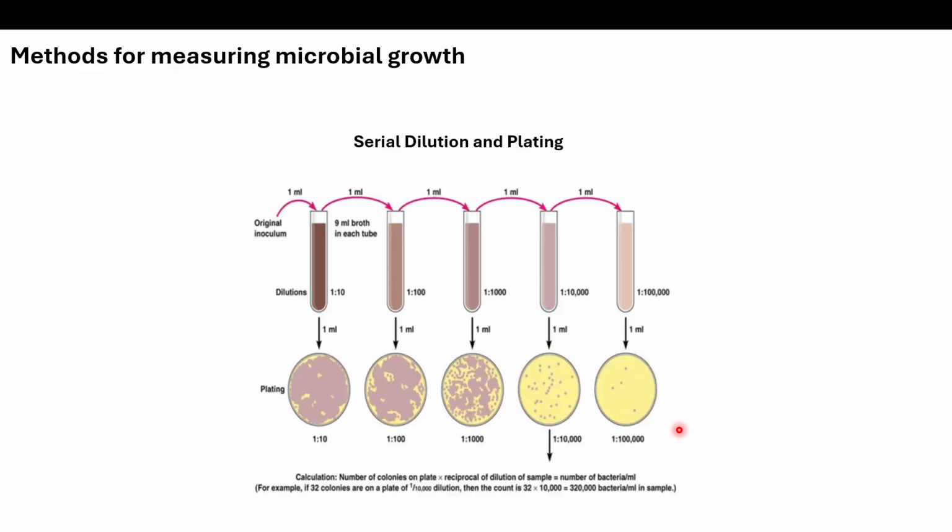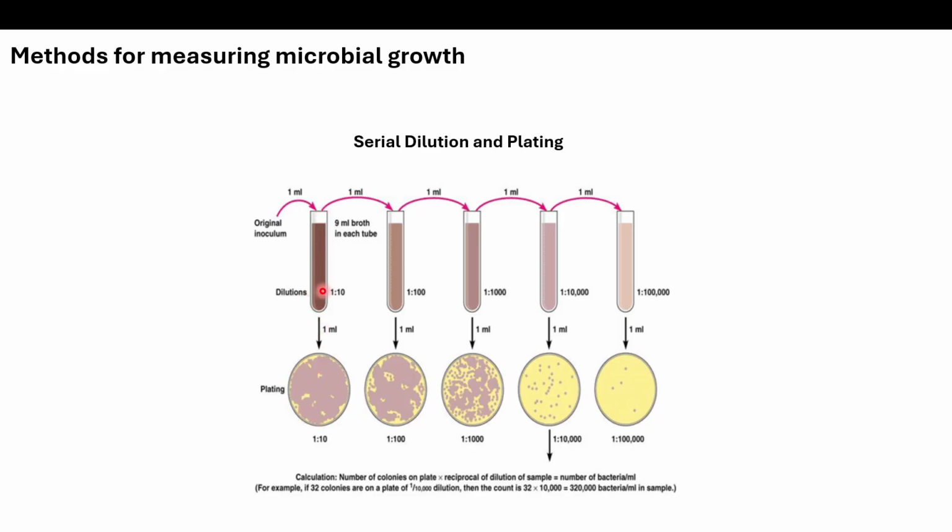Okay, so what usually is done is serial dilution and plating. So you have the original culture. It is really turbid because the cells have grown to exponential numbers, in the millions of copies. Now suppose you take 9 ml of culture medium and 1 ml of your original inoculum, and then you plate it out.